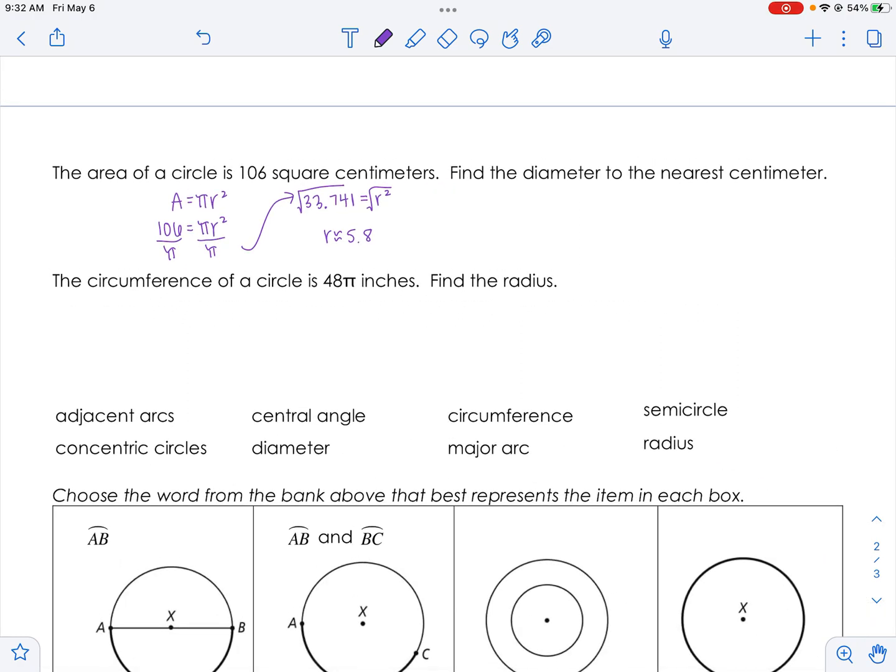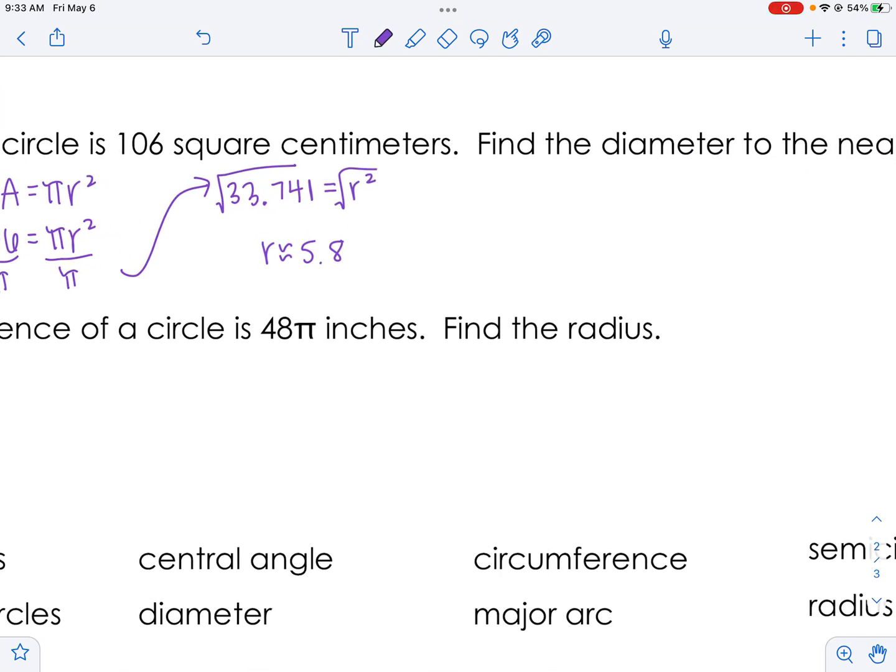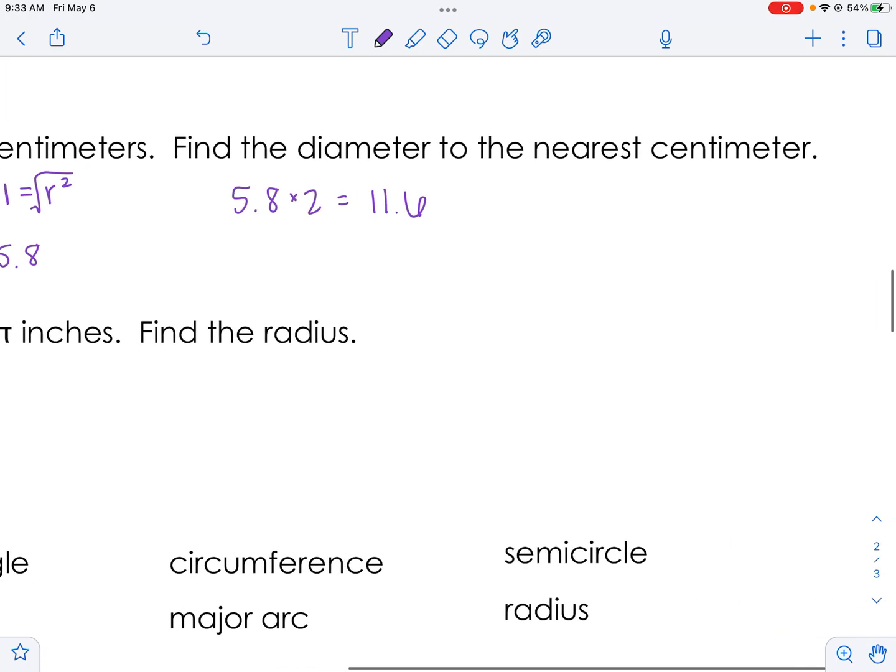Now, this particular problem didn't say find the radius, it said find the diameter to the nearest centimeter. Well, if the radius is 5.8 and that's half, then just multiply it by 2 and that's going to tell you what the diameter is. So 5.8 times 2 would just be 11.6. And if it says round to the nearest centimeter, I'm going to go all the way up and say that the diameter is just 12 centimeters.